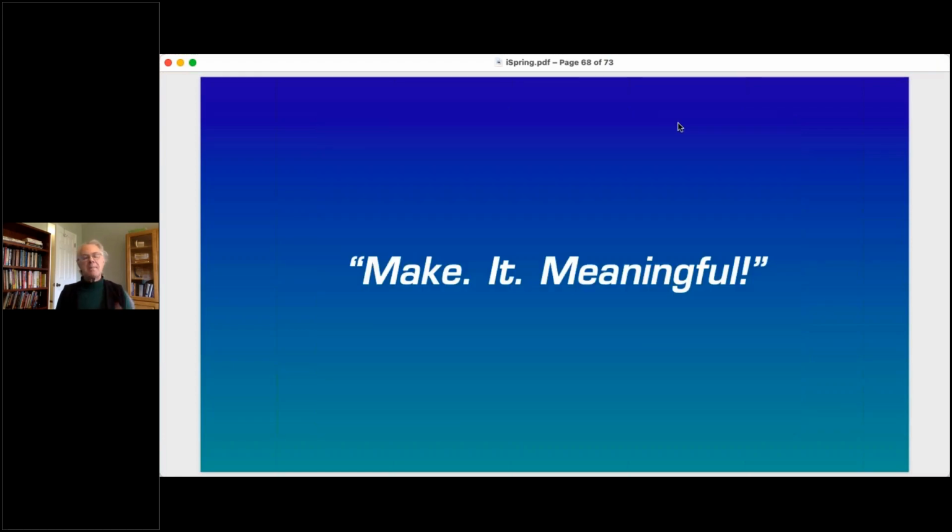Again, we want to make it meaningful. And I'm encouraging you, as you sit down to design going forward, stop and say, make it meaningful. What do I need to do? How can I make it meaningful? You will get better learning outcomes, and your learners will be grateful if you invest this effort in thinking of this.